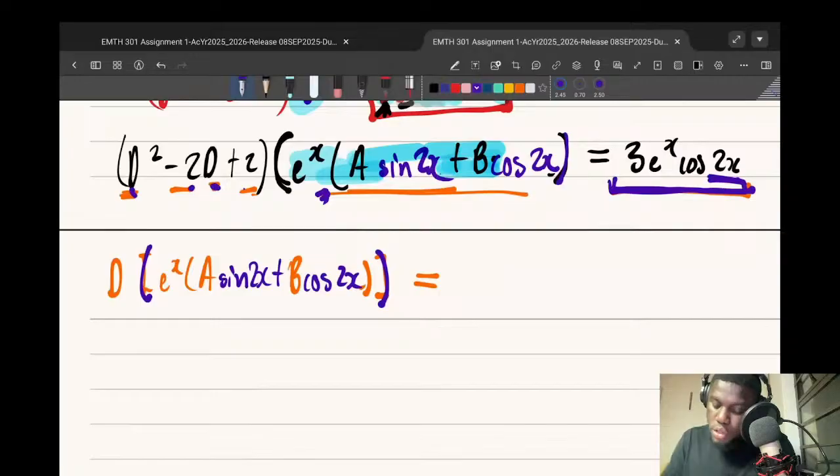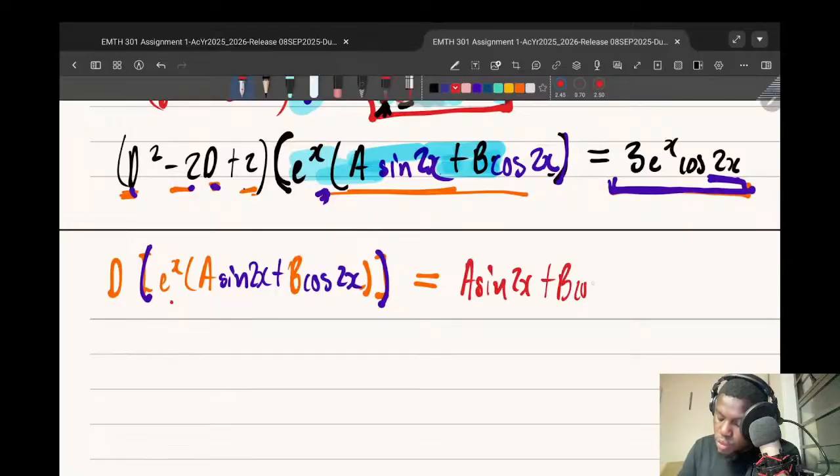So you'd be saying, okay, I would now say d of this. This is an exponential multiplying a trig. This is a trig in this bracket. So you're going to use the product rule. So the product rule will say if you're differentiating two things multiplying, so this is your u and your v. When you're differentiating, bring the second one as it is. So first it will be a sine 2x plus b cos 2x. We brought it as it is.